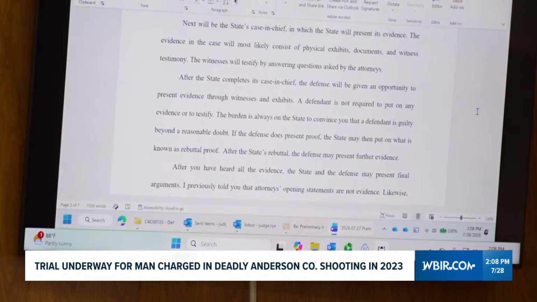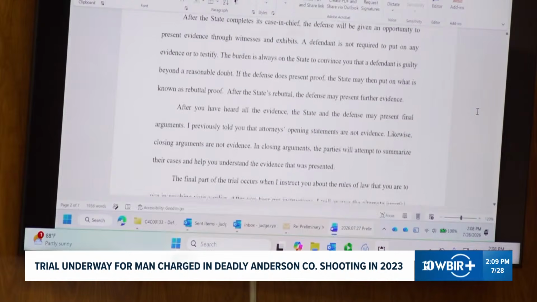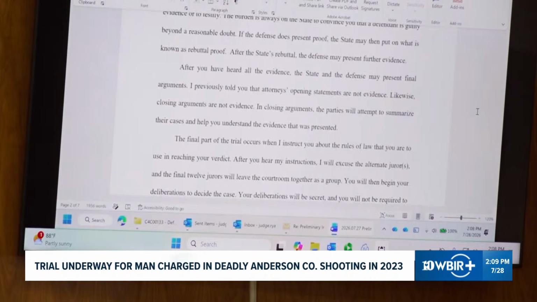The burden is always on the state to convince you that a defendant is guilty beyond a reasonable doubt. If the defense does present proof, the state may then put on what is known as rebuttal proof. After the state's rebuttal proof, the defense may present further evidence. After you have heard all of the evidence, the state and the defense may present final arguments.